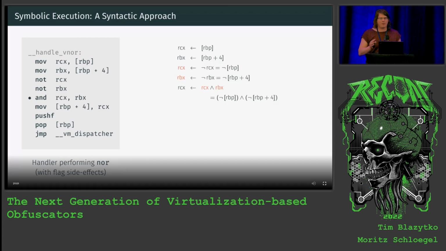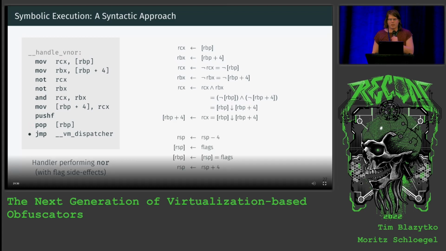But we can propagate the values such that we have not RBP and not RBP plus 4. Think about the symbolic execution engine having some kind of simplification. It can detect this pattern and simplify it with an easier representation, like this logical NOR. Then we propagate this to RBX plus 4. We take care of the flags, we take care of the pop, and we jump back to the dispatcher.